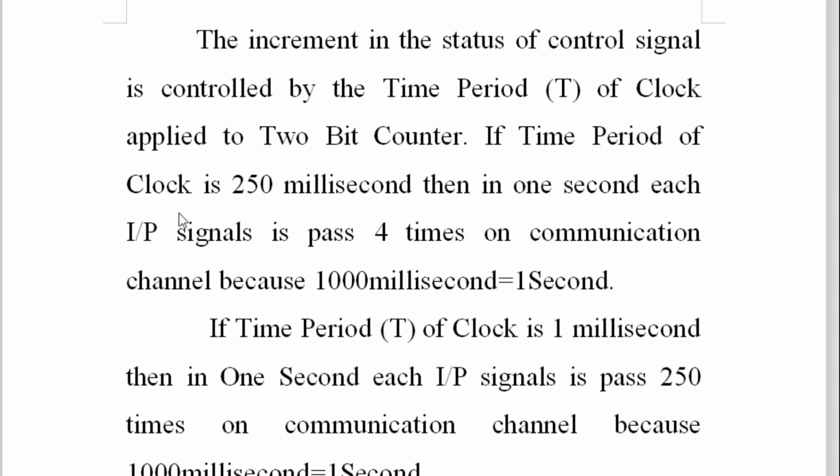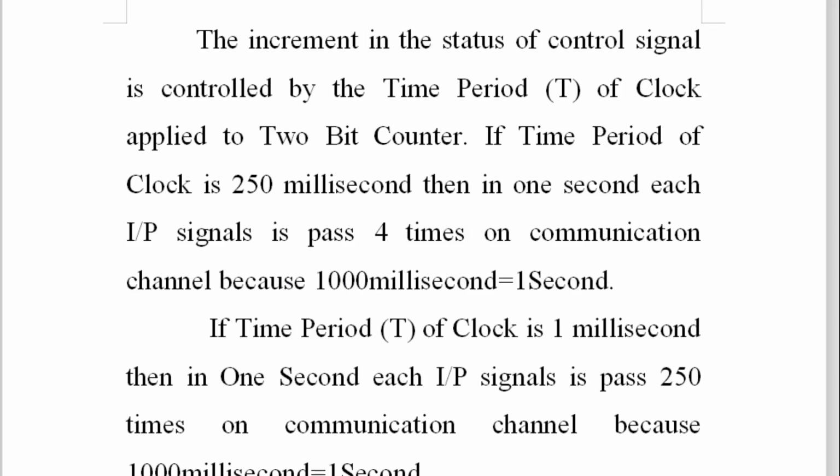If the time period of a clock is, suppose, 250 millisecond, then in 1 second each input signal is passed 4 times on the communication channel, because 1000 millisecond is equal to 1 second.